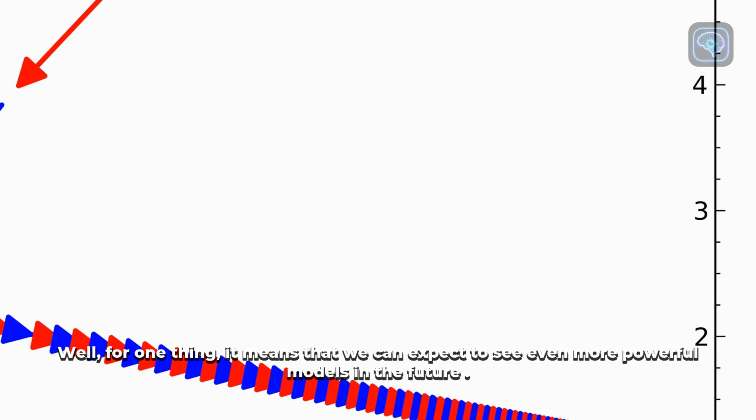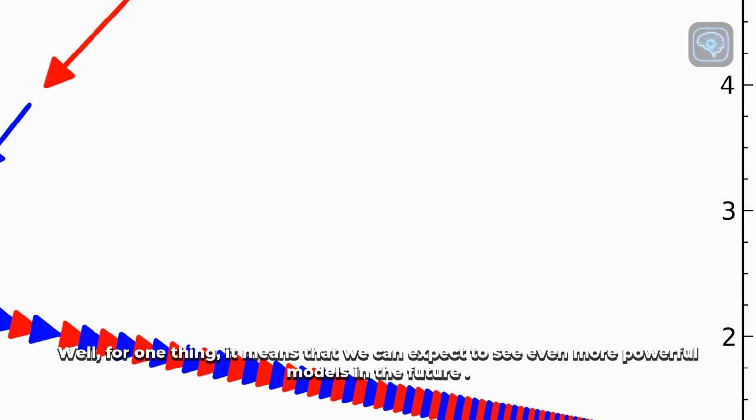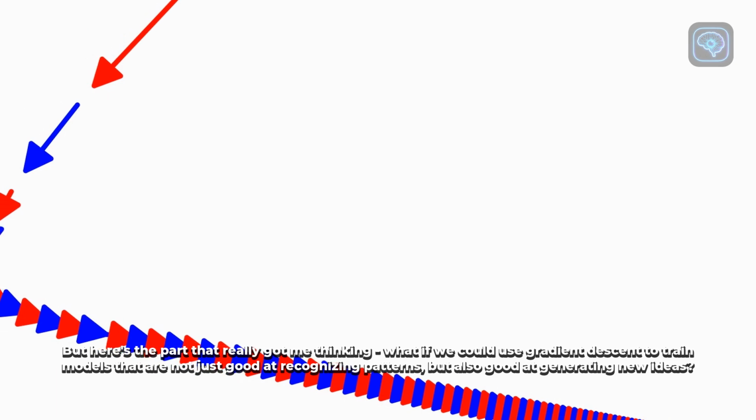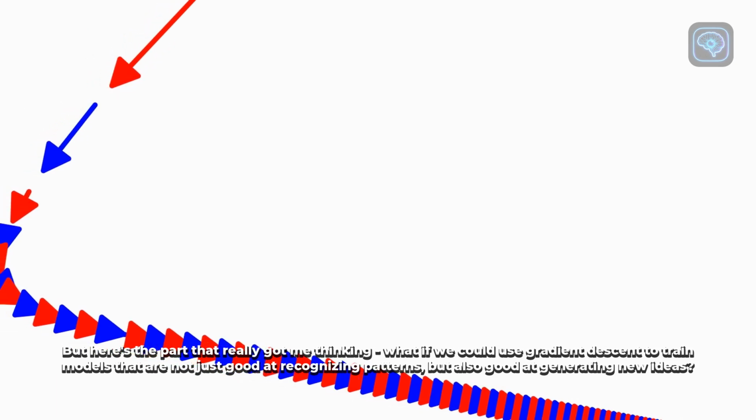But here's the part that really got me thinking. What if we could use gradient descent to train models that are not just good at recognizing patterns, but also good at generating new ideas? Here's the simplest way I can explain why gradient descent matters. It's all about the real-world impact.